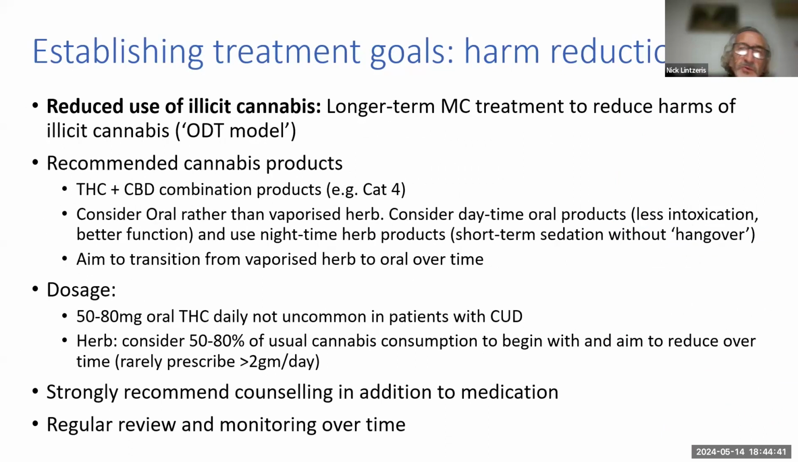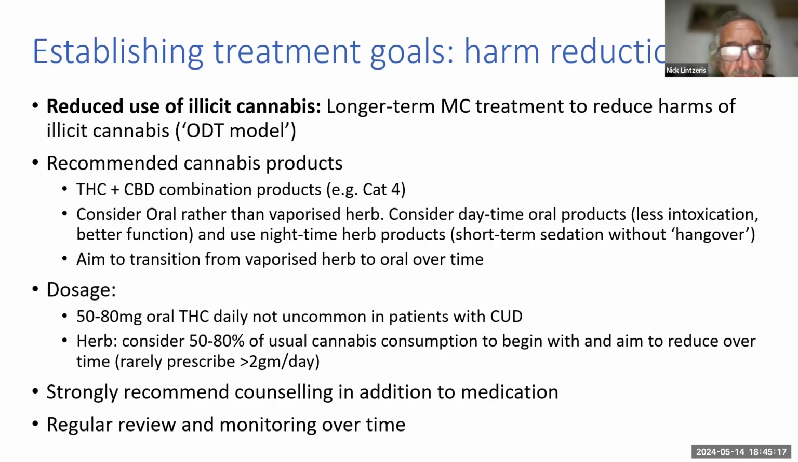The other model is what I would call more the harm reduction model. Now, this is for the patient that may not necessarily want to stop all their cannabis, but certainly wants to reduce the harms of their illicit cannabis. And again, what I'd be proposing here is using a combination THC-CBD, emphasizing oral rather than vaporized. Sometimes I add a vaporized product, say at nighttime, to help the patient with sleep, but wherever possible, try to move them to an oral product.